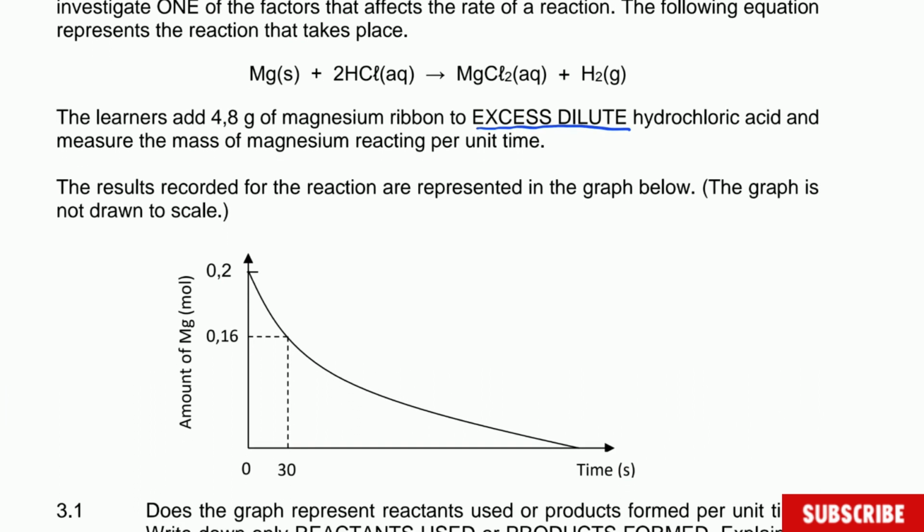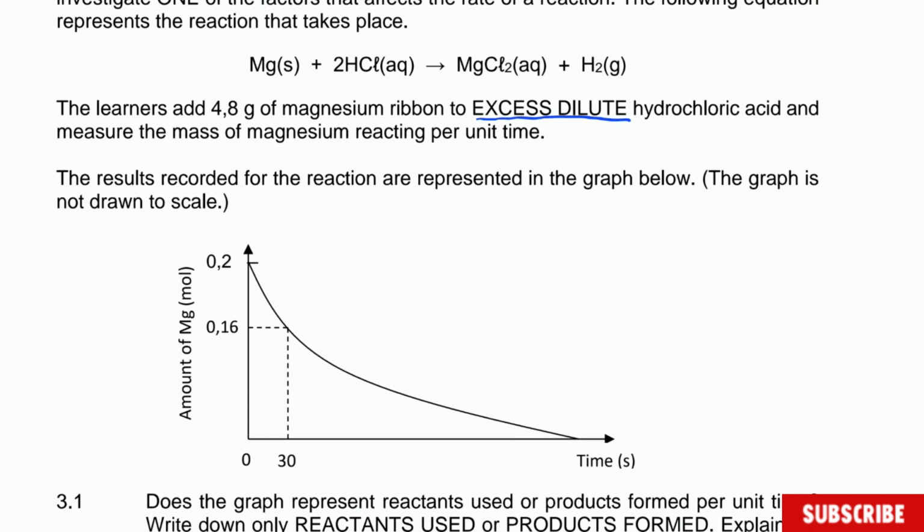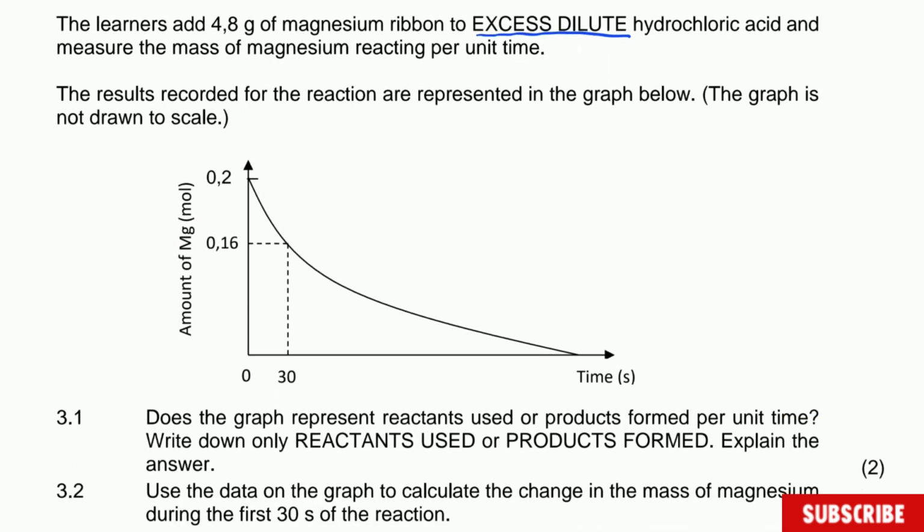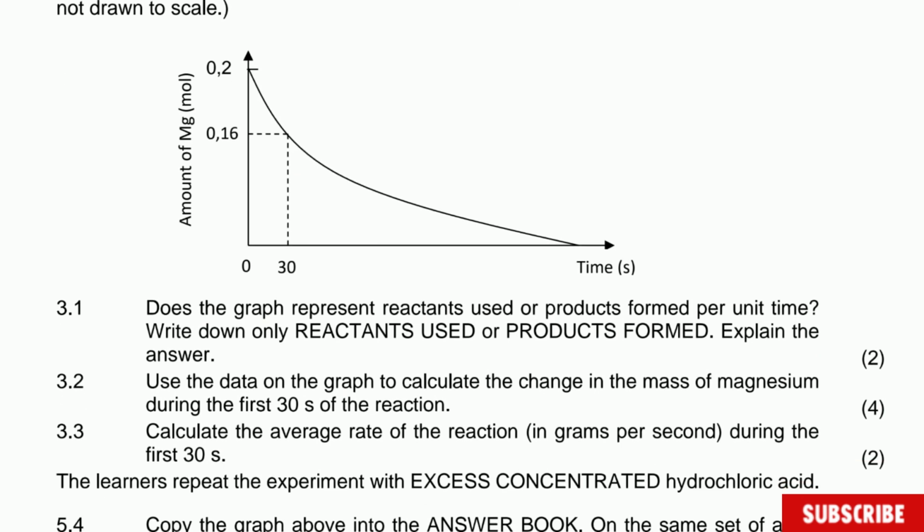The results recorded for the reactions are represented in the graph below. The graph is not to scale, and you can see this graph represents the amount of magnesium that is used up until the end. Does the graph represent reactants used or product formed? Okay, already we said that one. It represents reactants used.